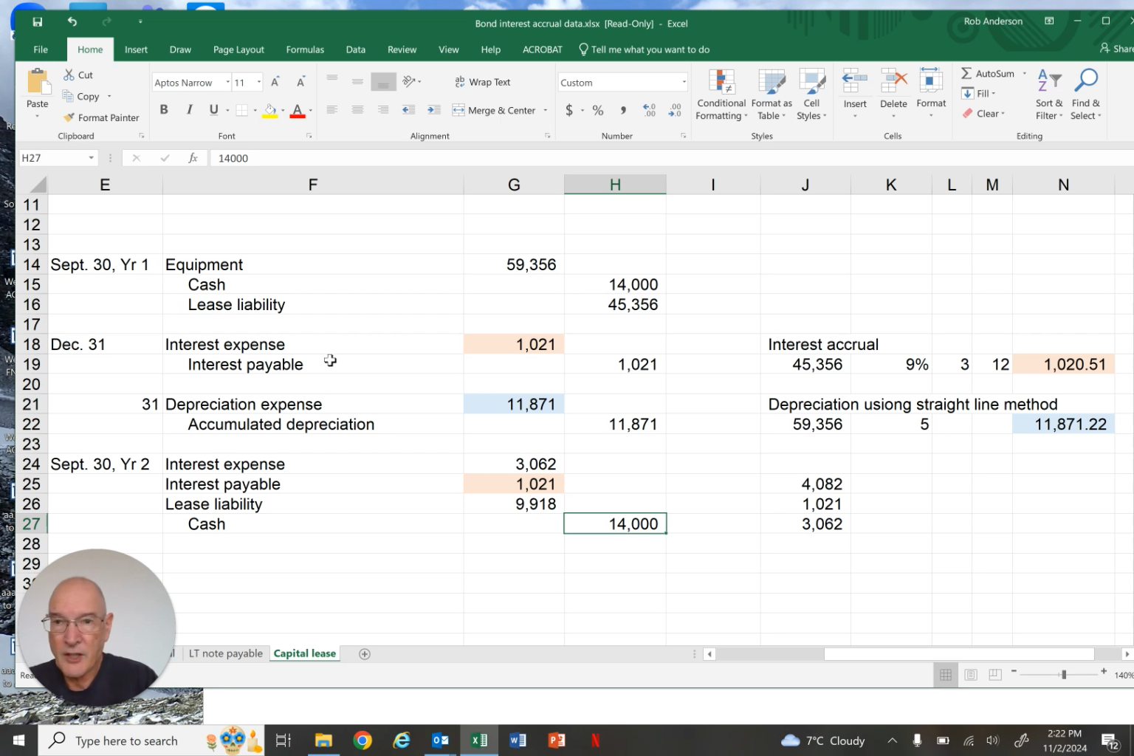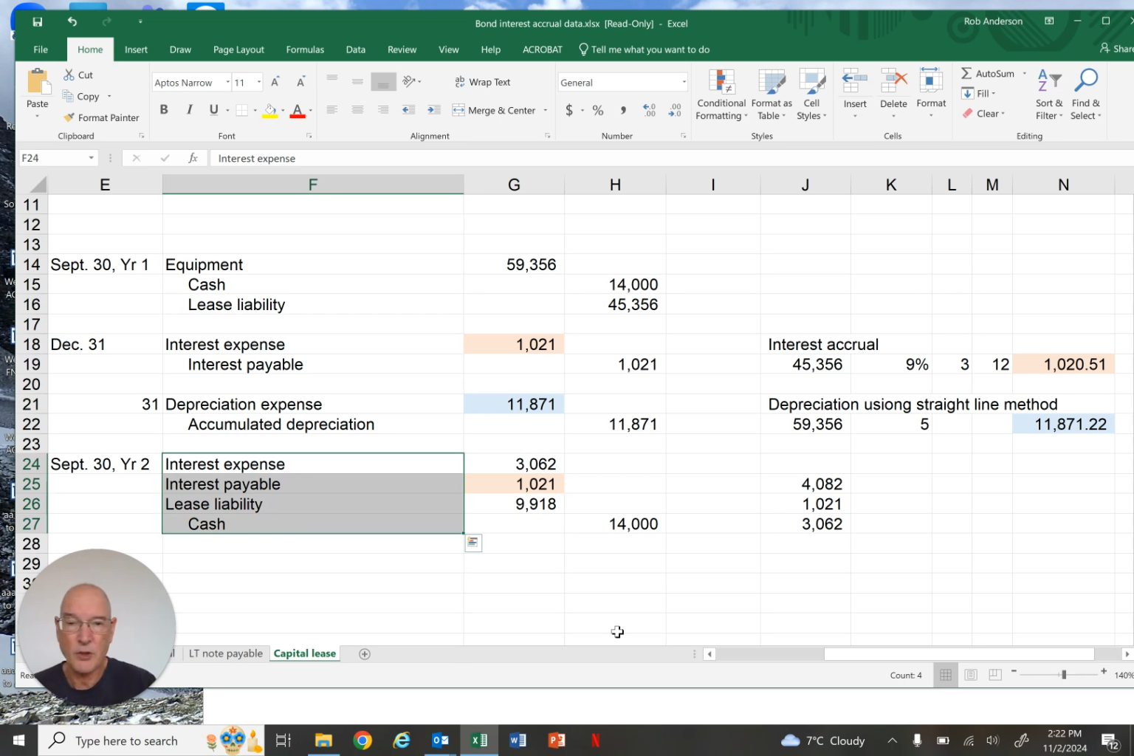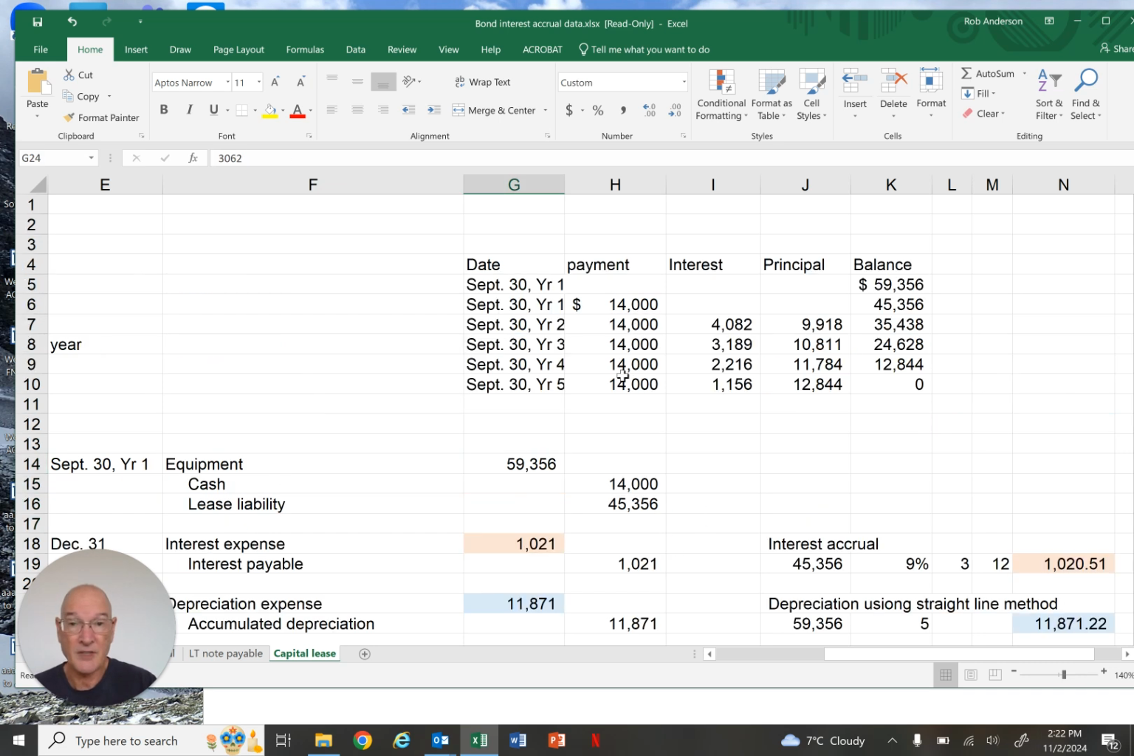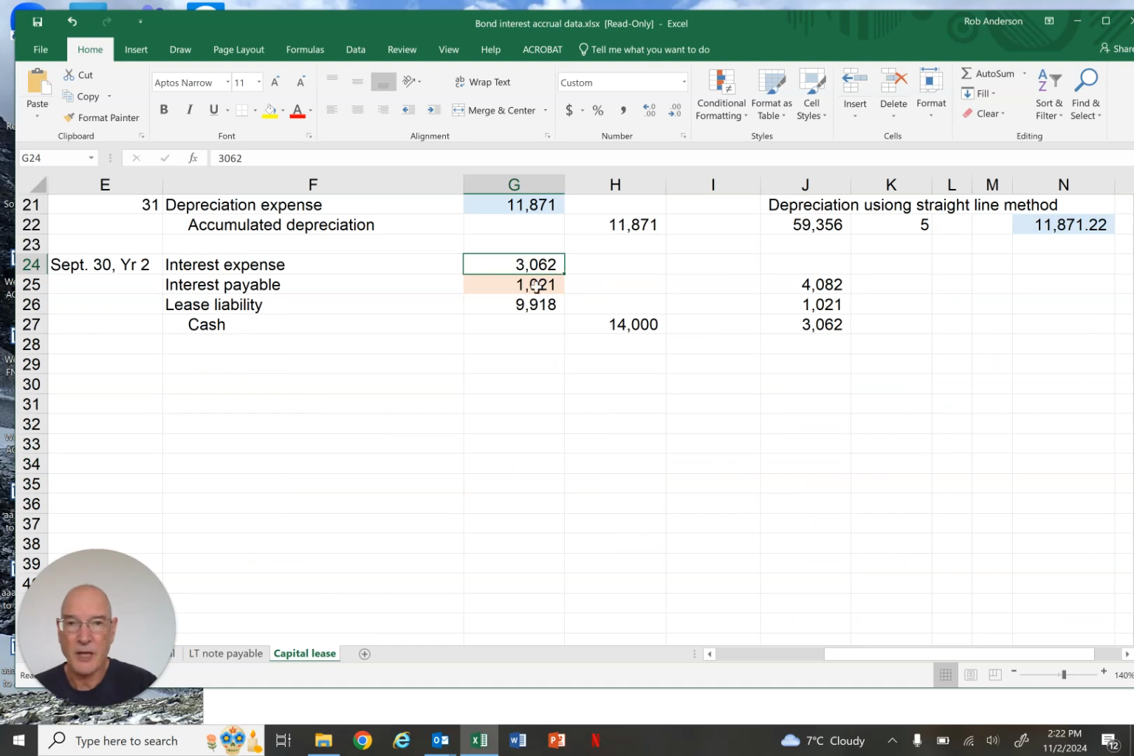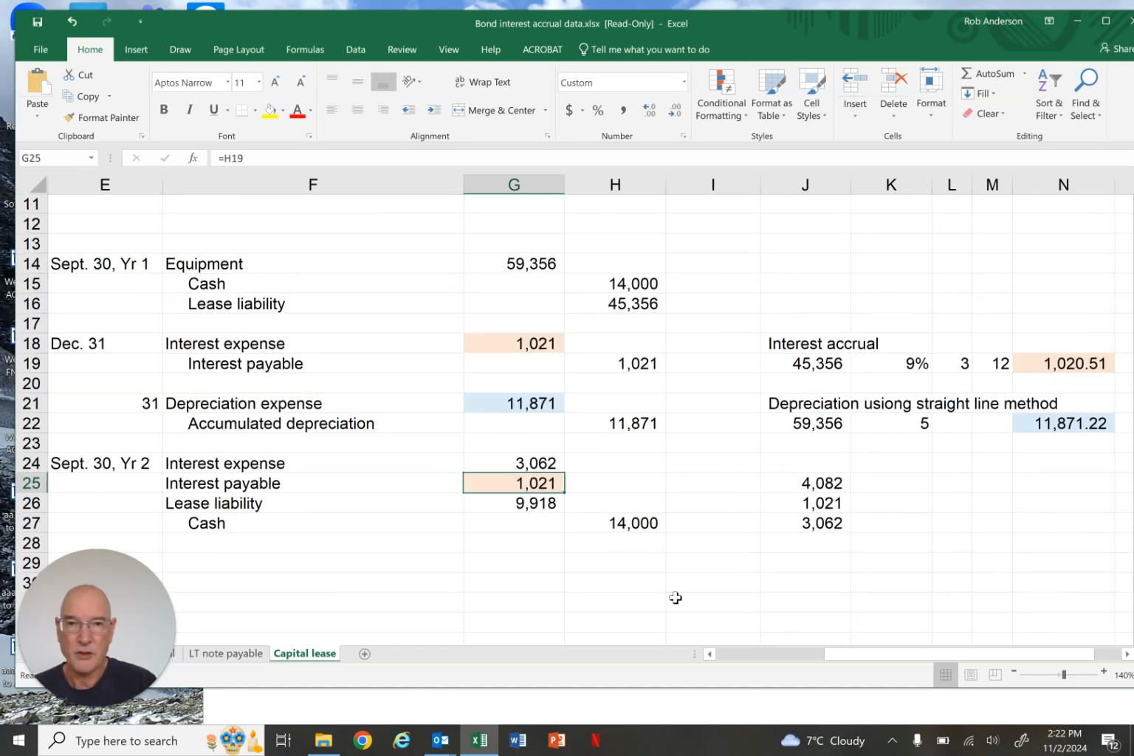So our interest expense will change every year using the same calculation. Our depreciation expense is straight line, so that's not going to change. That's the same every year for 5 years. And these account titles aren't going to change either. So September 30 year 3, 4, and 5, we're still paying $14,000. We're still recording our interest expense from the table and our interest payable. And notice that those were the 2 numbers that added up to the yearly interest expense.